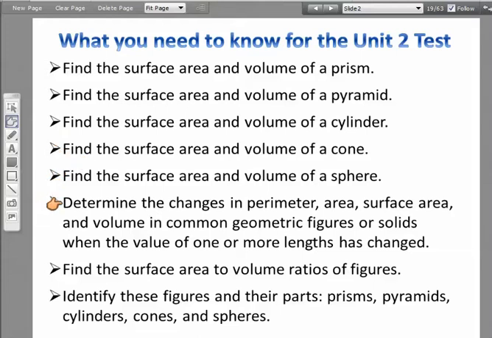Then you also determined the changes in perimeter, area, surface area, and volume in common figures and solids when one or more of the lengths has changed. And you learned about finding the surface to volume ratios. And you learned to identify these figures and their parts, which is prisms, pyramids, cylinders, cones, and spheres. So you learned quite a bit.